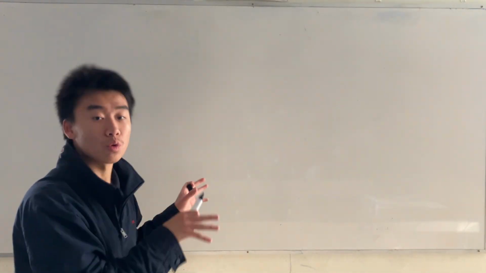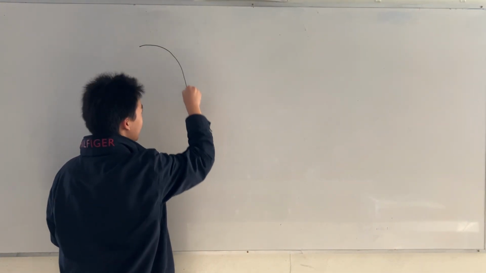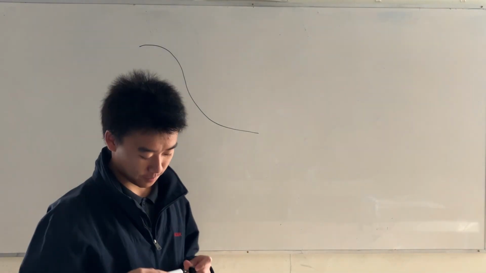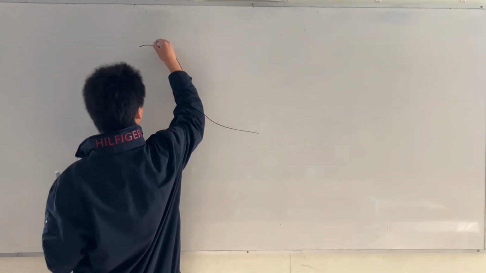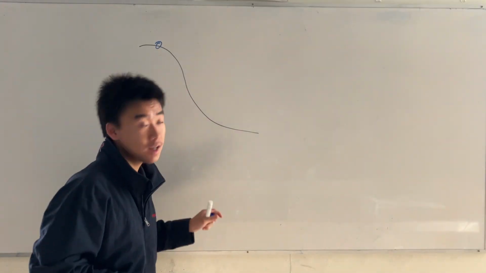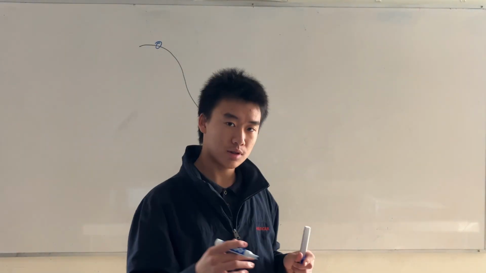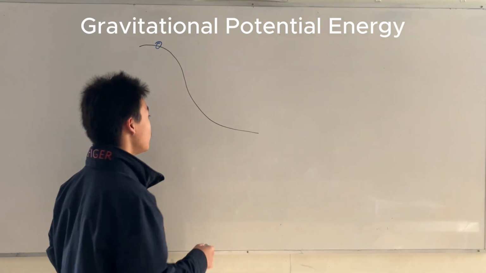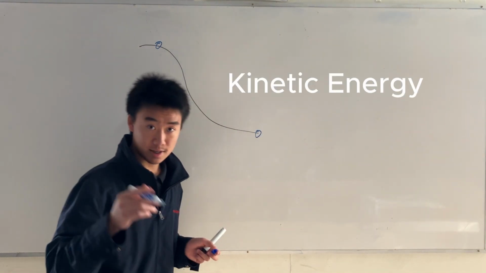Now back to roller coaster problems, okay? Let's say we have a hill and a base. If this is a mass, an object, at this point it would experience the greatest amount of gravitational potential energy. And at this point, it experiences the most kinetic energy.